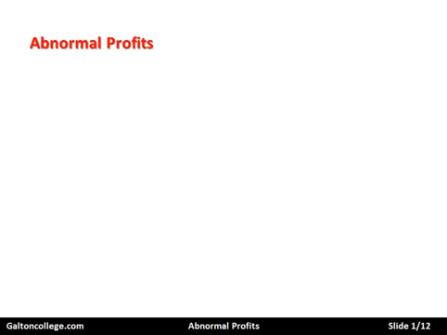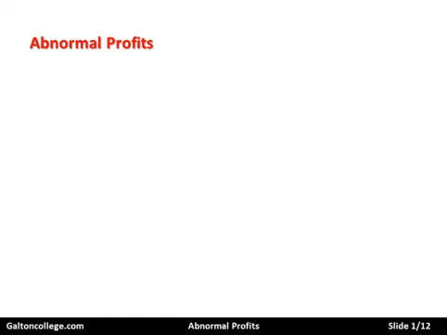In this video, we want to talk about abnormal profits. There are two types of profit we can distinguish, abnormal and normal profit. Abnormal profit is sometimes called excess profits.